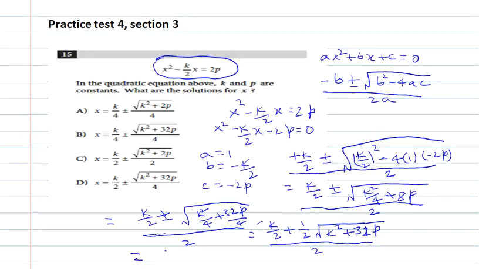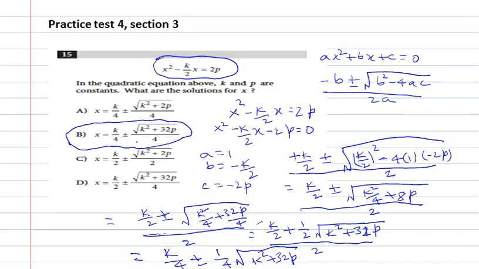So this thing is equal to k over 4 plus or minus 1 over 4 times the square root of k square plus 32p. So notice this thing is the same thing as b over here. So that's our answer.